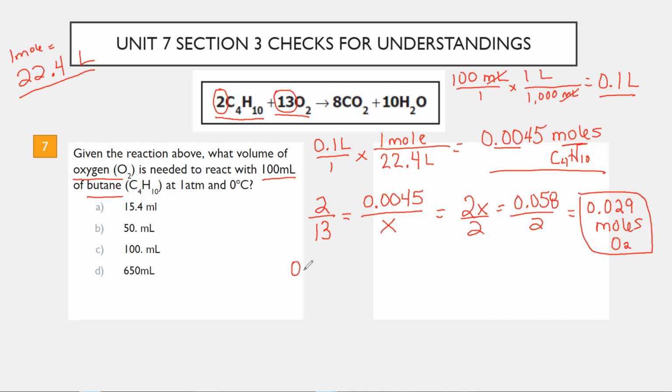So we have 0.029 moles of O2 times 1 mole of O2. And this is where your molar mass comes in, guys. And again, by now you should know oxygen is 16 on the periodic table, times 2. It's going to give you 32 grams per mole. So our moles cancel.